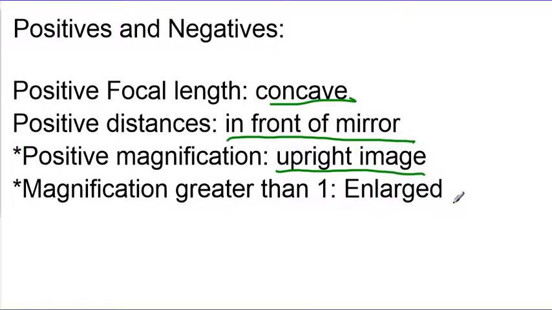And this can be either 1 or -1. This is just the absolute value. So if the magnification value has an absolute value that is greater than 1, it's an enlarged image. If it's positive, it's an upright image. If it's negative, it's going to be an inverted image. And hopefully you'll see that as we do our ray diagrams and our calculations.